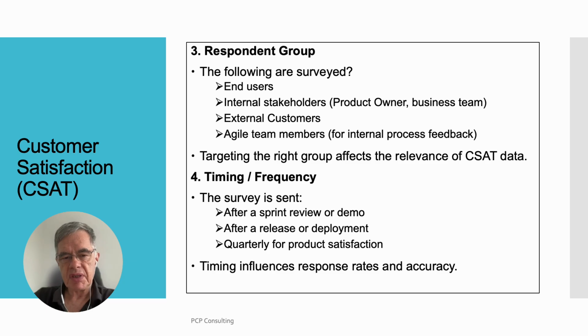Respondent group. The following are surveyed: end users, internal stakeholders, product owner, business team, external customers, Agile team members for internal process feedback. Targeting the right group affects the relevance of CSAT data. Timing, frequency. The survey is sent after a sprint review or demo, after a release or deployment, quarterly for product satisfaction. Timing influences response rates and accuracy.